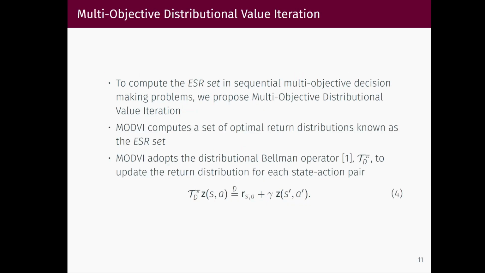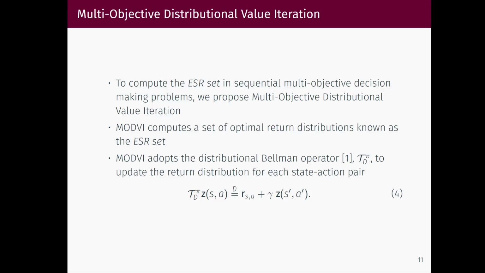To do this, in sequential decision-making settings, we've come up with a new algorithm called multi-objective distributional value iteration. MODVI computes the ESR set in sequential decision-making scenarios. We cannot use a lot of the traditional methods like the Bellman operator for this algorithm, given that we're now dealing with distributions rather than scalars or vectors.